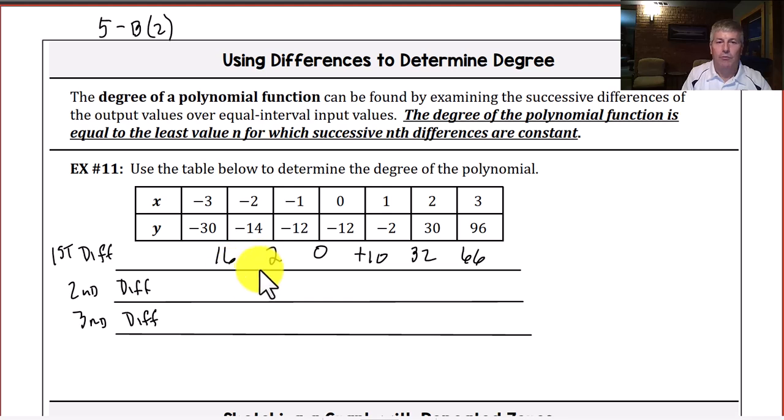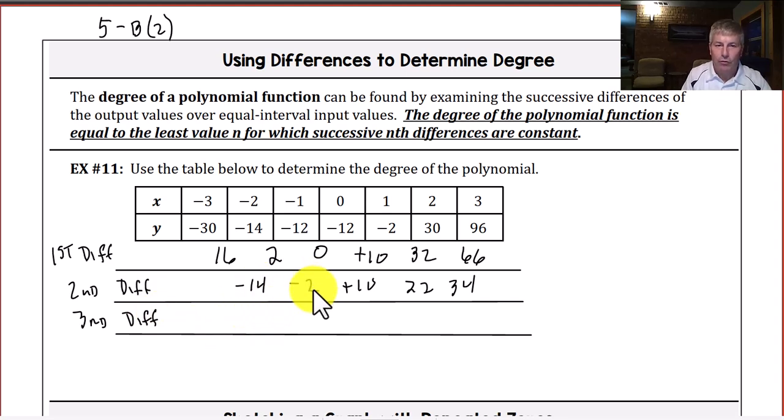We'll look at the difference between 16 and 2. That'd be negative 14, and 2 to 0 is negative 2, and 0 to 10 is positive 10, and 22, and 32 to 66 is 34. So once again, these aren't the same. Those differences aren't the same. So this is not a second degree polynomial.